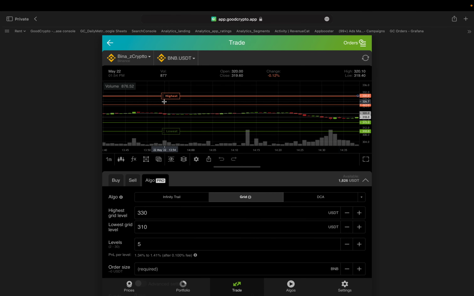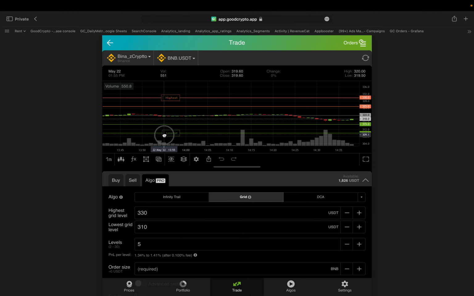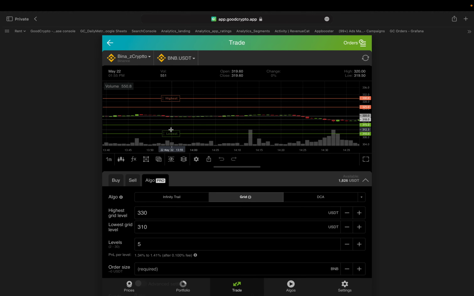Those orders are just sitting there, and you probably have some position because some of the orders were executed. So your ultimate goal, and that's the essence of grid profitability, is to maximize the time that the market price spends inside the grid range, inside those boundaries, the highest and lowest grid levels.